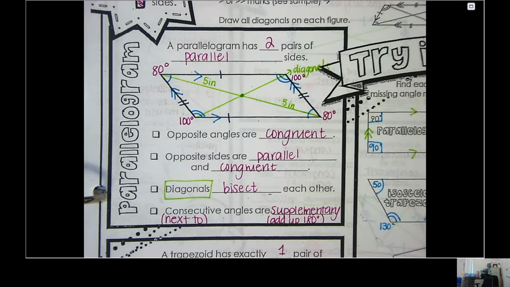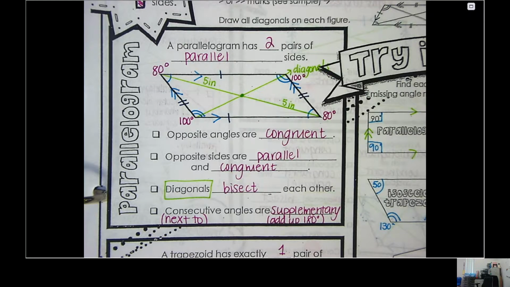And what do you know about those diagonals? They intersect, and what happens when they intersect? What's the special type of intersection that they have? It starts with a B. Bisect. What does that mean? Cut in half. Very good.